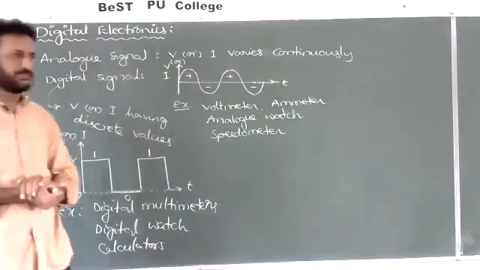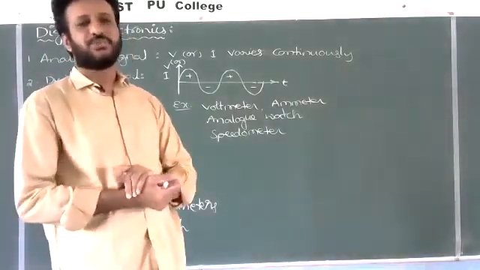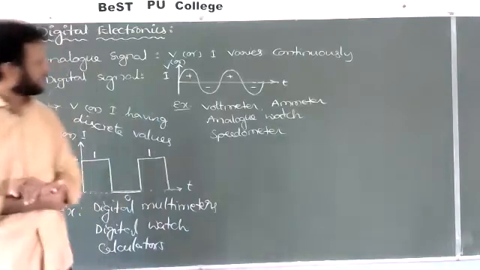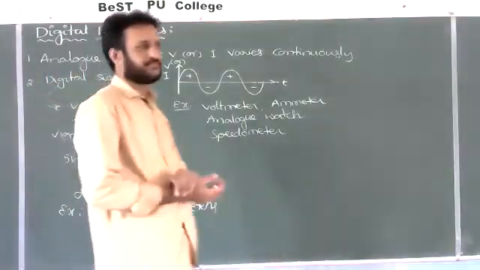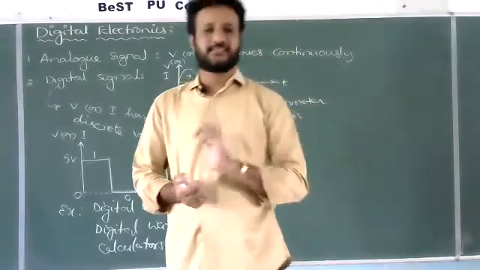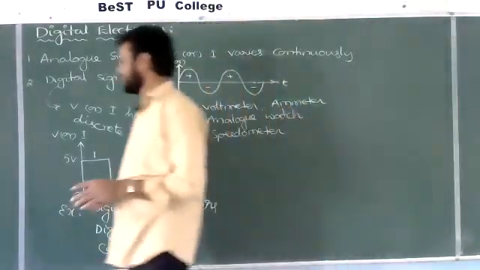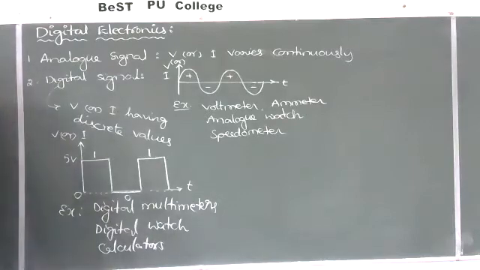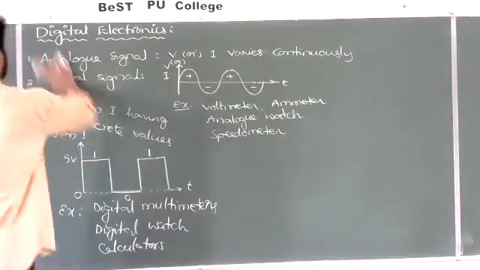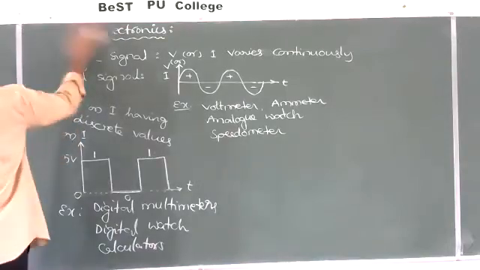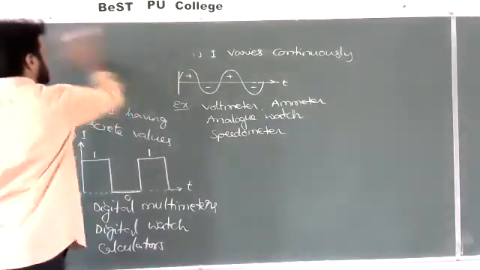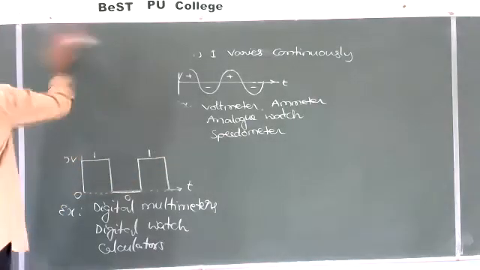We can write the next point also. A digital circuit uses digital signals. Next point. Analog circuits use analog signals.